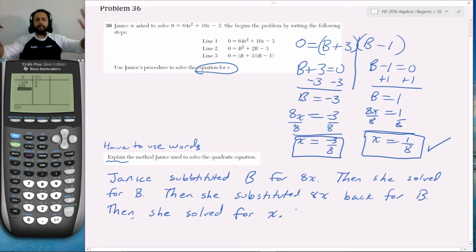That's really it. They want literally what did she do? Not any esoteric crazy explanation, nothing generic, nothing super generalized. What did she do in this problem to solve the problem? Not why. They don't care about why. What did she do? That's it.